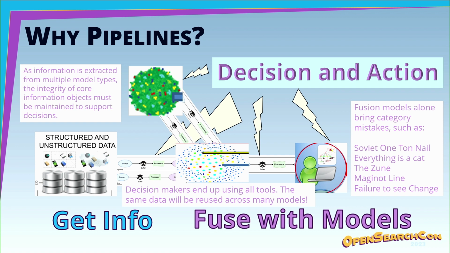That Soviet one-ton nail, you can get the everything-is-a-cat AI problem. You can get the Zune, which Microsoft thought would replace the iPhone, the Maginot Line, and just a failure to see change. So that's why the decision and action, the infusion with models, needs to be both observable but also flexible.